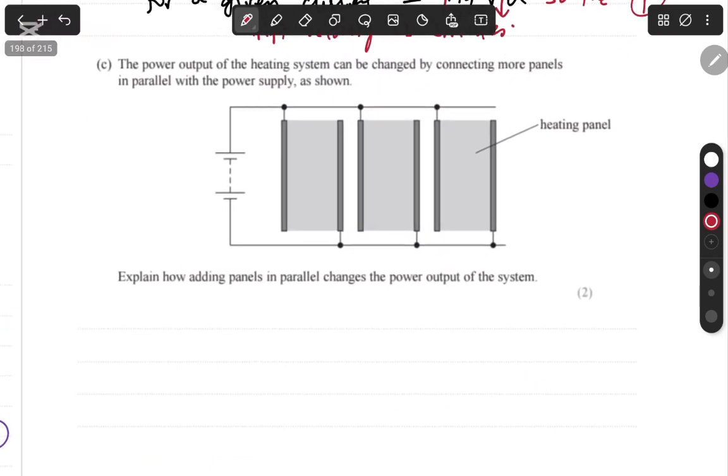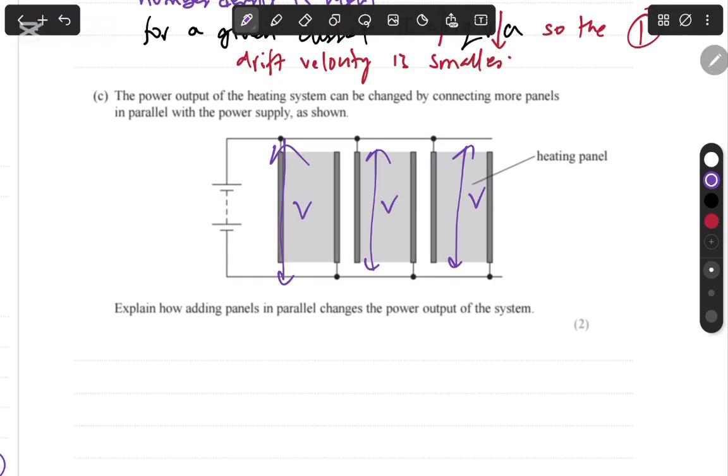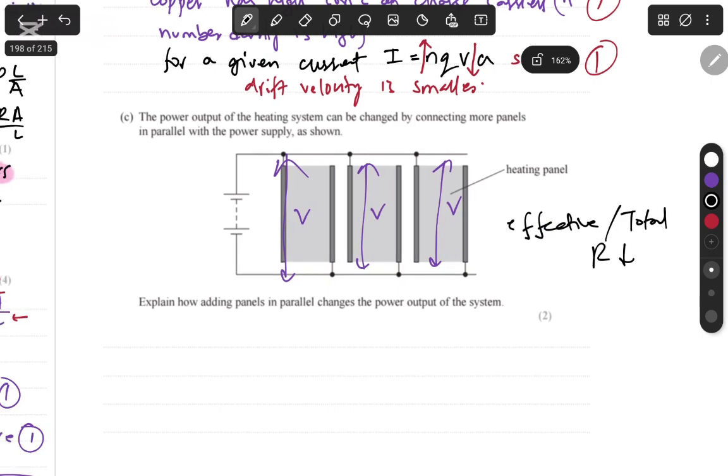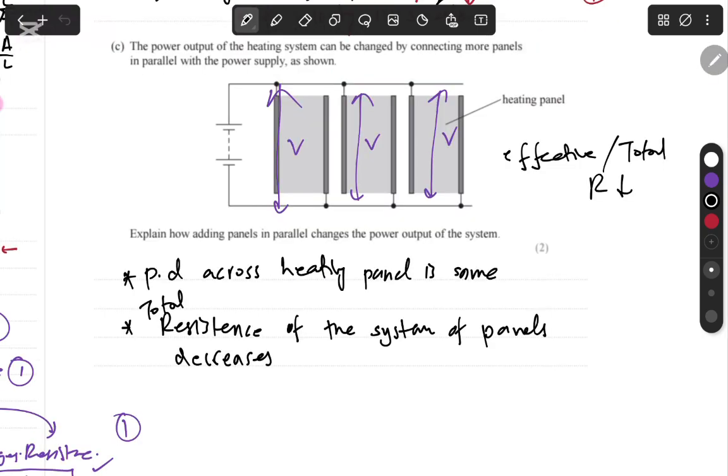It says the power output of the heating system can be changed by connecting more panels in parallel with the power supply as shown. Okay, I want to highlight 2 things here. Remember, when things are connected in parallel, the potential difference across them is going to be the same. So across all of these, the potential difference will be the same. The next thing, when things are connected in parallel, the overall effective or the total resistance is going to go down. So number 1, the resistance goes down and the voltage across all of them is going to be the same.